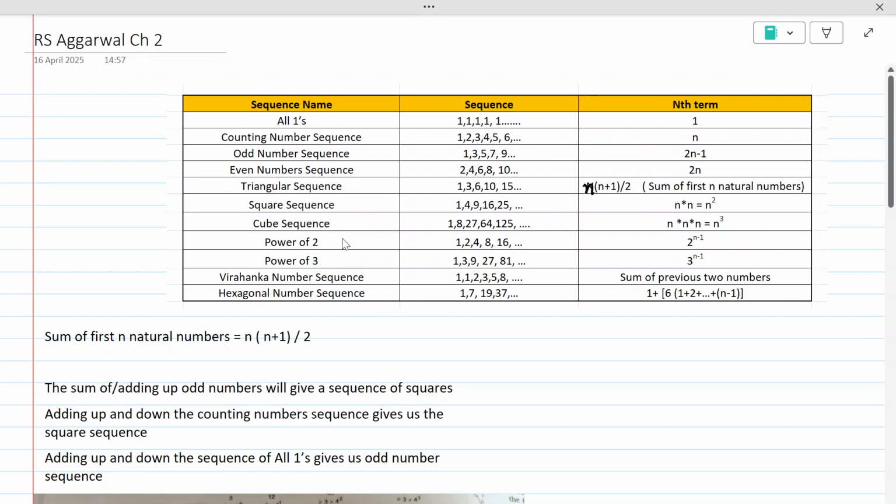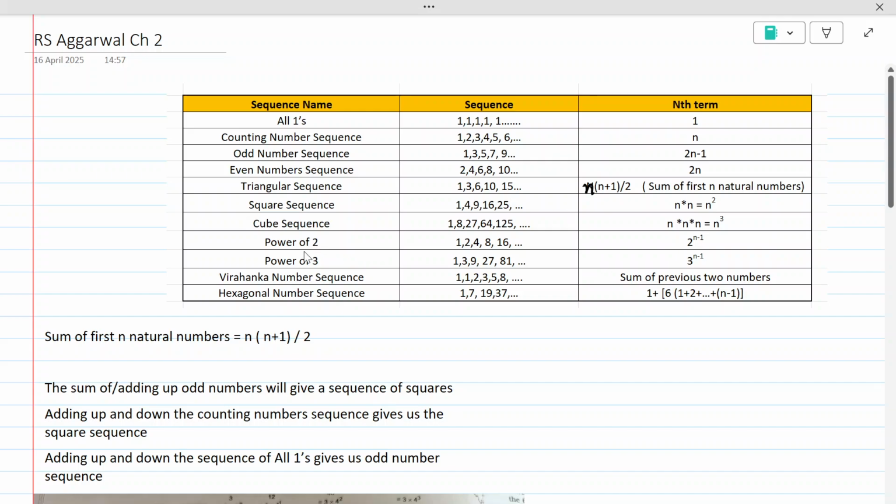Next, we have the power of 2, which we represent as 2 raised to power 0, 2 raised to the power 1, 2 raised to power 2, and so on, which will give me these numbers. And if we want to derive the nth term, then the formula is 2 raised to the power n minus 1. That means if I want to derive the 7th term of the series, it will be 2 raised to the power 7 minus 1, that is 2 raised to the power 6.